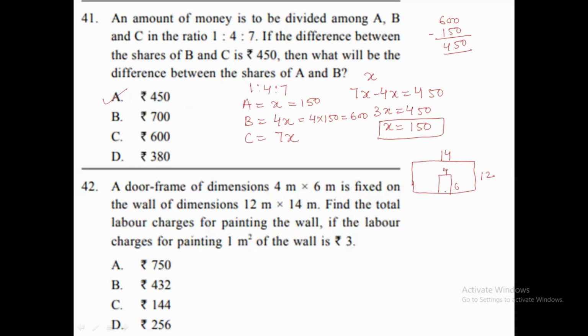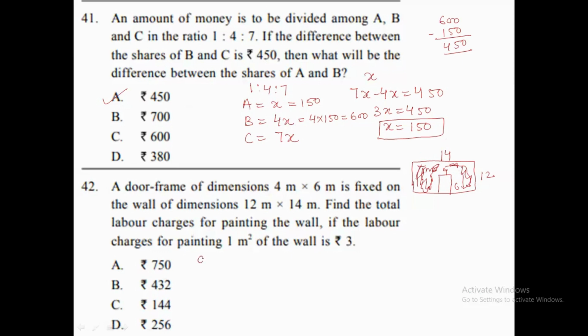Now, if someone paints the wall, they paint only this part, and the door part will be left. So how much portion is needed to paint? This portion is needed, correct? First we have to find the area of the wall, then find the area of the door, then subtract it, and only then will we find how much portion is needed to paint.